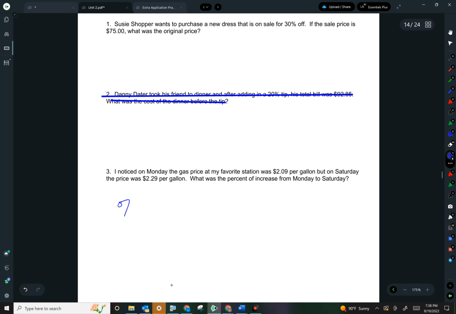If I want to find the percent of increase, okay, I need to take the amount of change. Well, if it went from 209 to 229, doesn't that mean it went up by 20 cents? So the amount of change is 20 cents over the total beginning amount. Well, which one of those was the beginning amount? Well, it was 209, right? So divided by 209. So use your calculator.